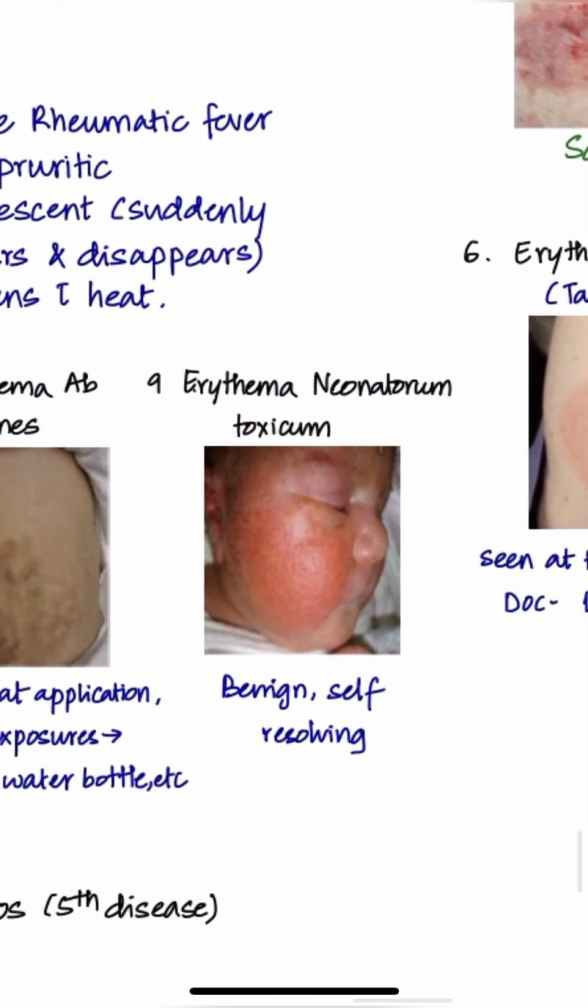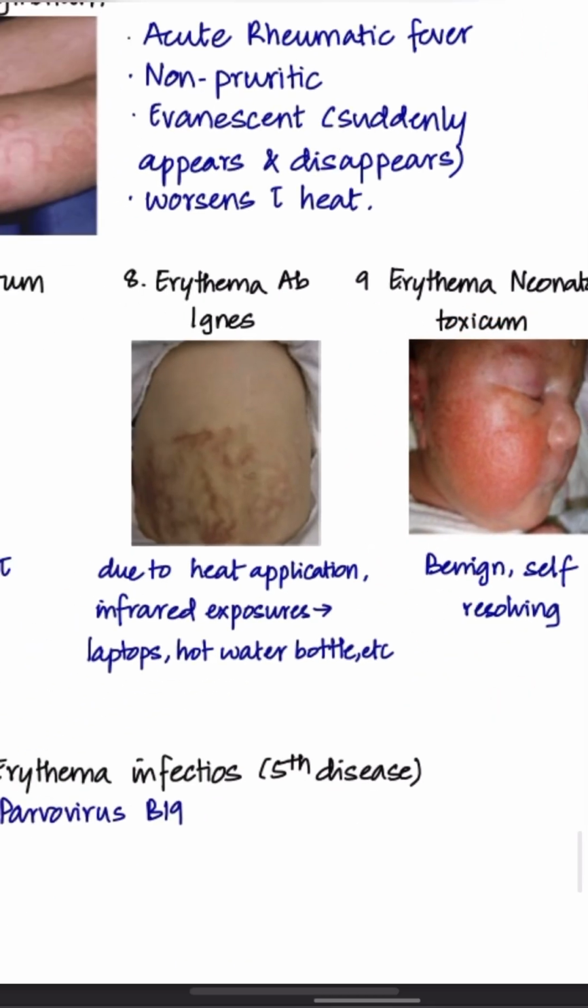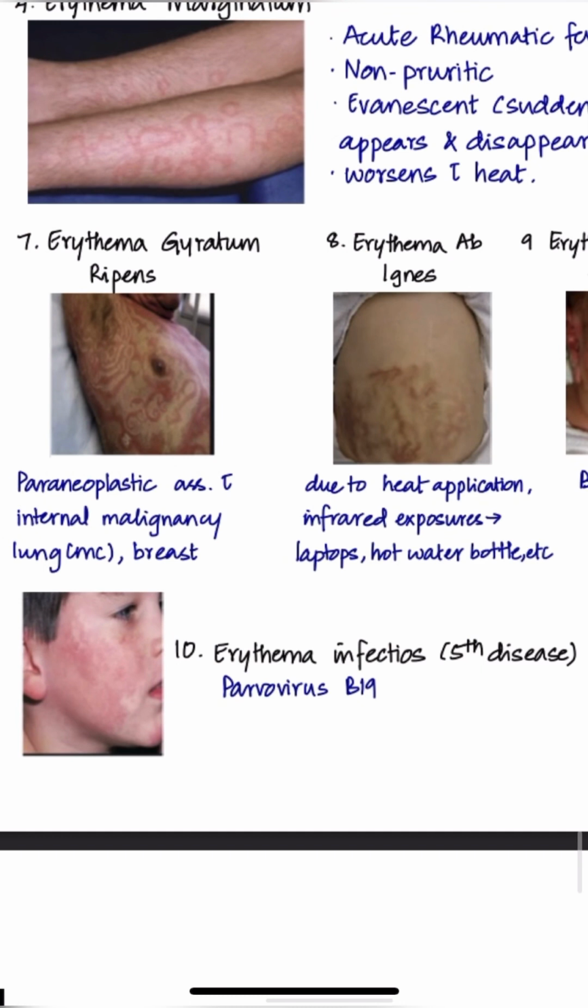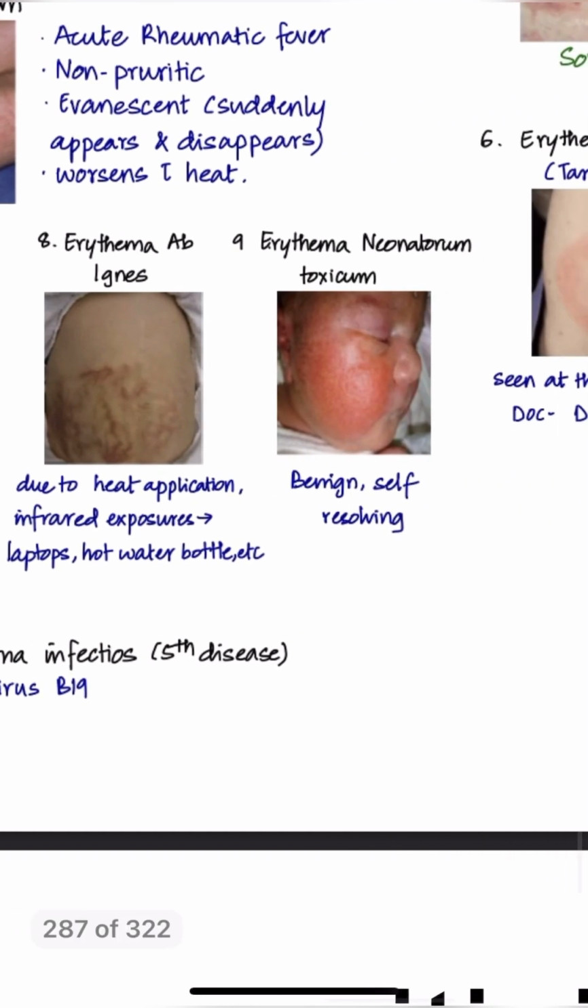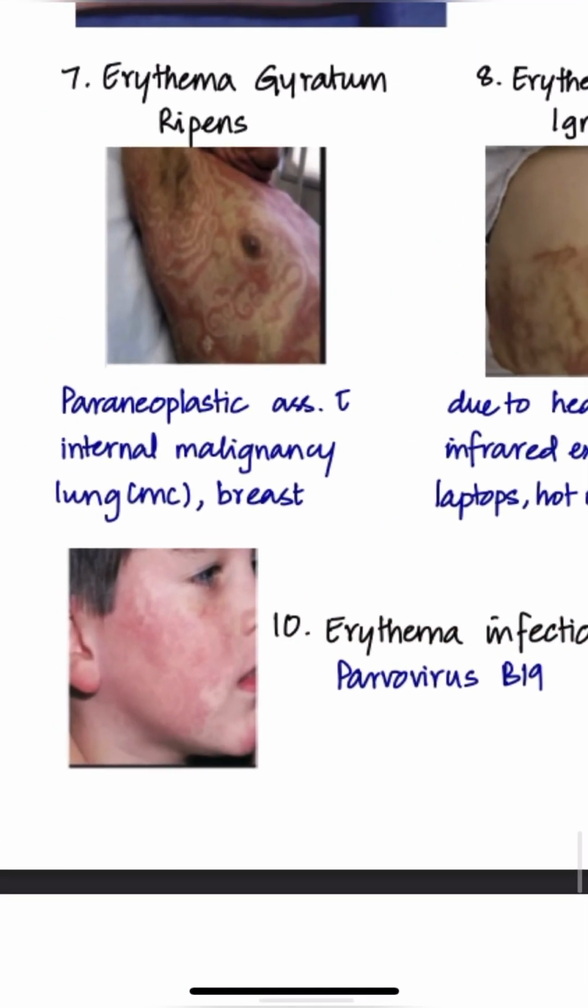Erythema neonatorum toxicum. It is benign and self-resolving. No need to worry in this. It is a misnomer as its name is toxicum, but it is not toxic. It resolves on its own. Now, next is erythema infectiosum. It is fifth disease and it is caused by parvovirus B19.